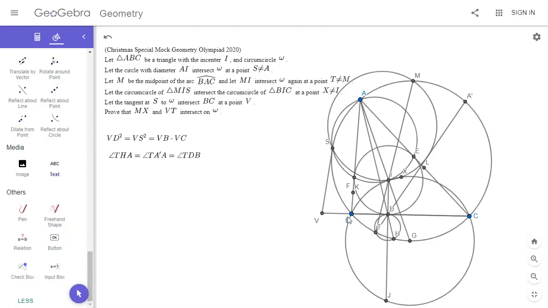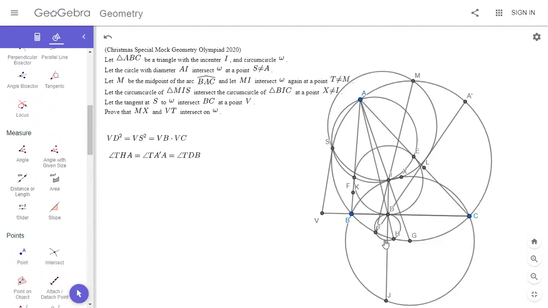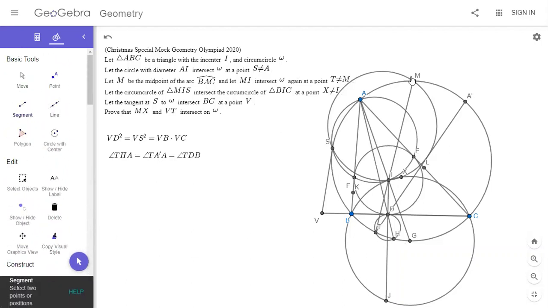Point H is the intersection between MX and the circumcircle, isn't it? If we can prove that, that would solve the problem. If we can show that MX and H are collinear, that would solve the problem. And in fact, you were saying that MX, H, and J are collinear. So I'm not sure how to prove either of those. But yeah, if we can show MX and H are collinear, that solves it. Really nice and difficult problem.